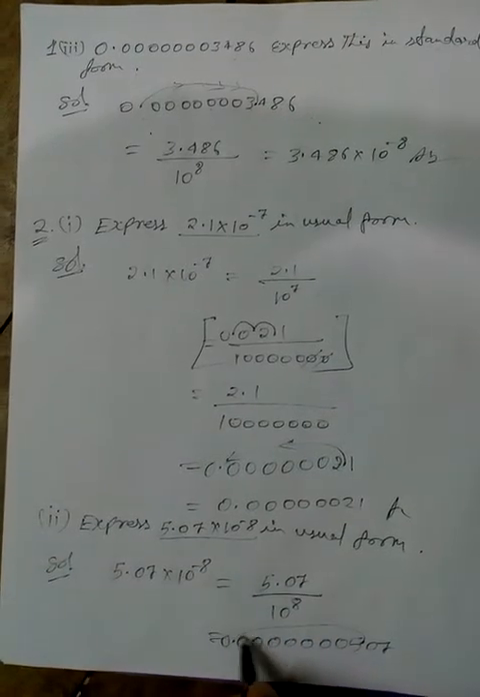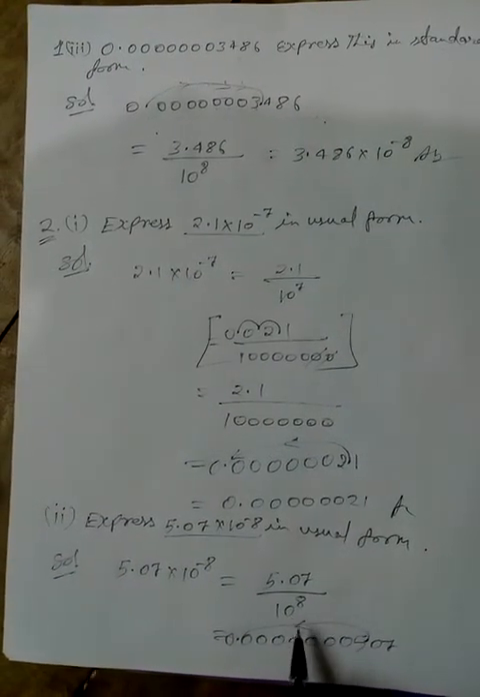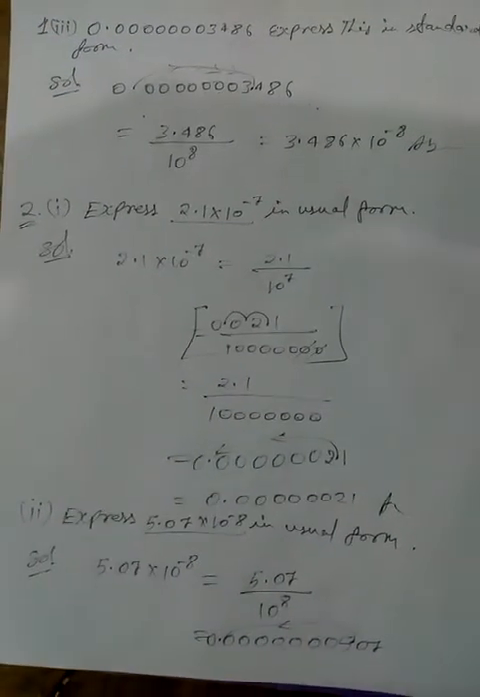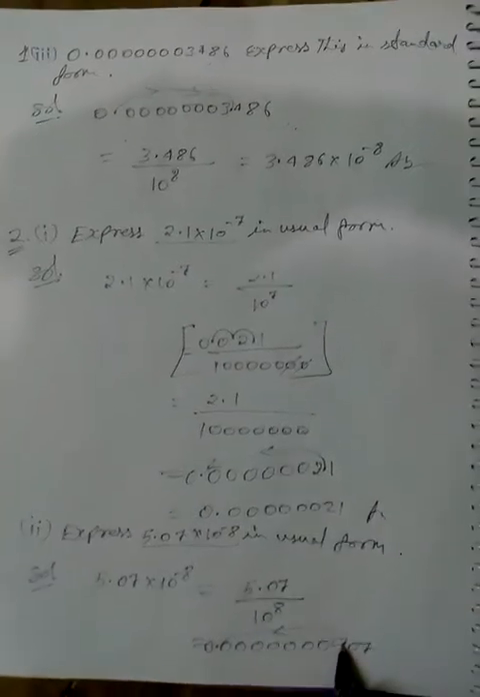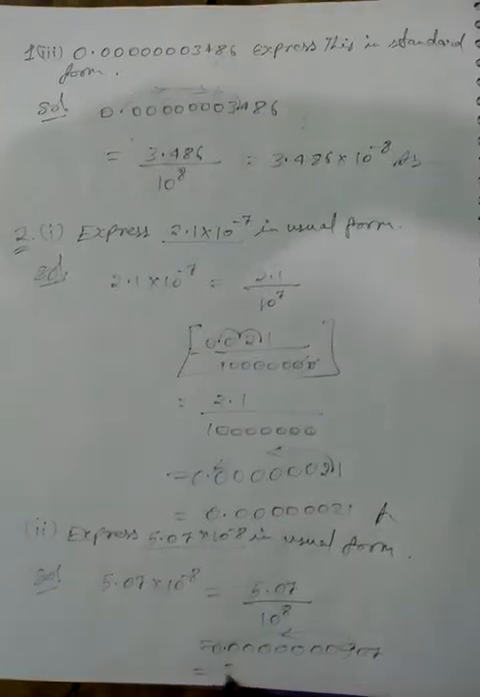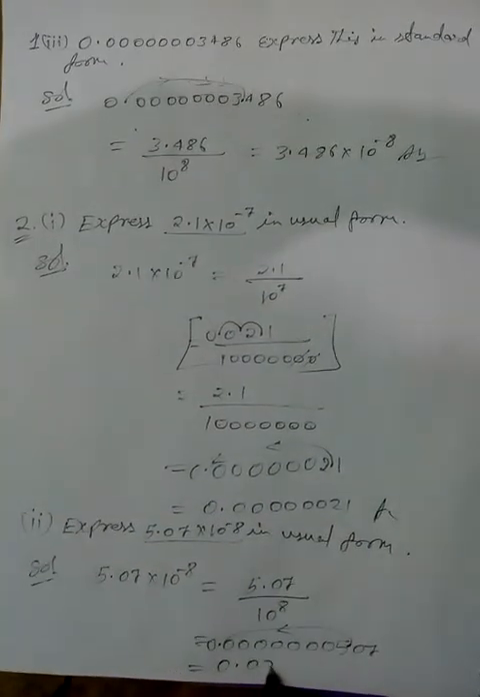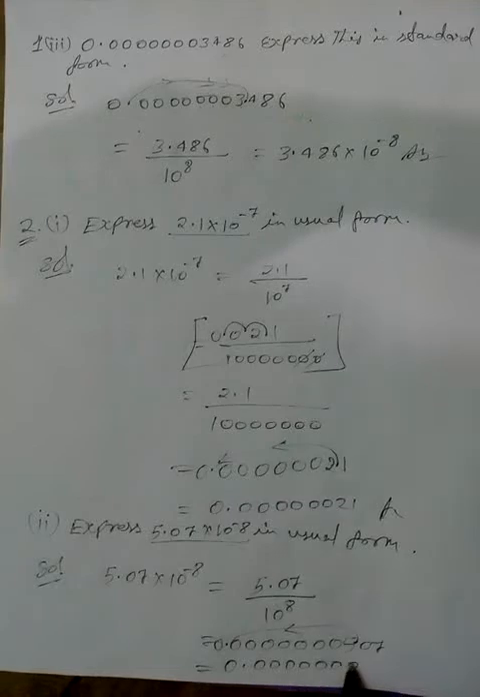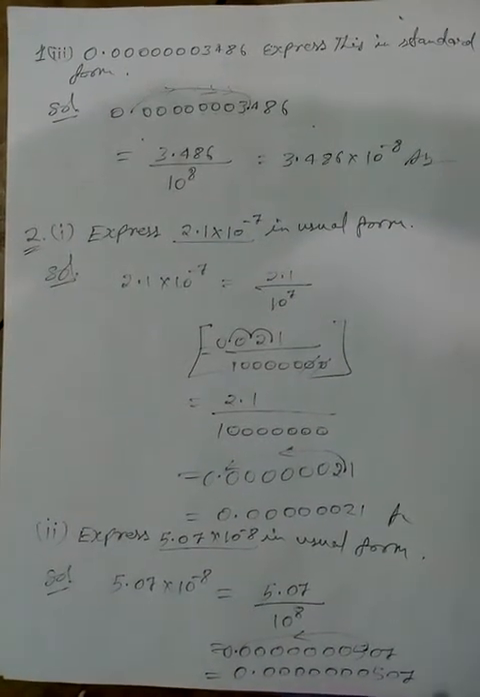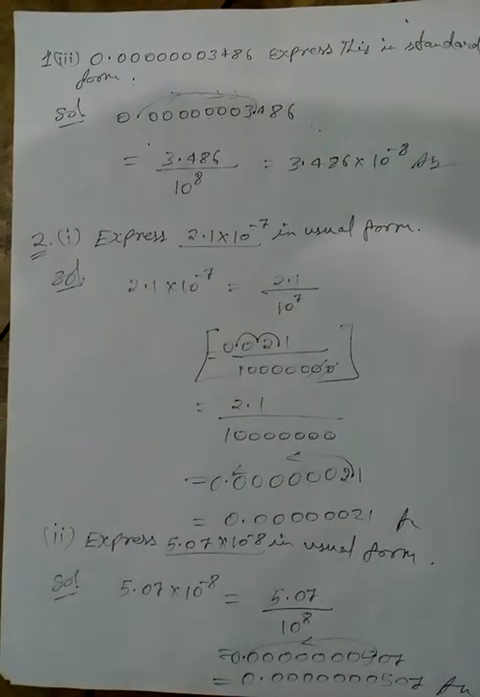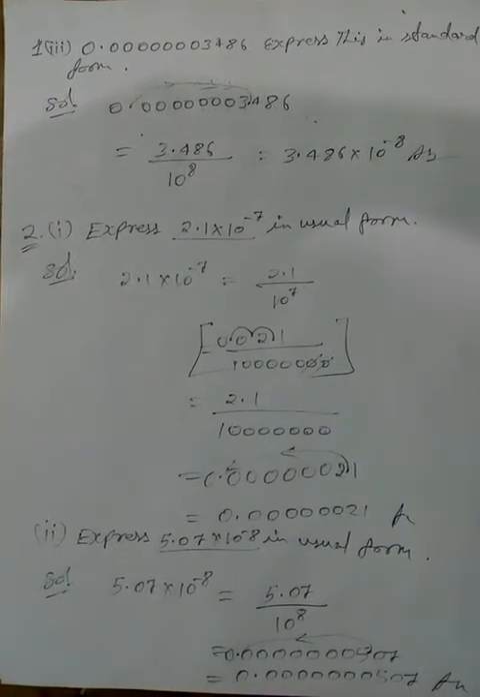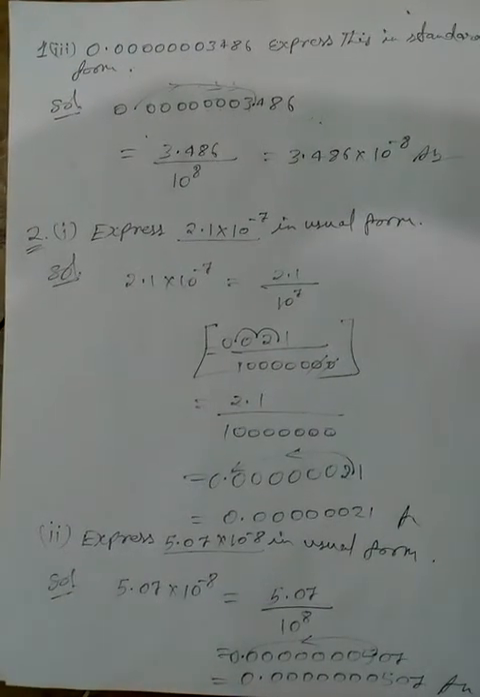Because at the denominator we are seeing that the exponent of 10 is 8, we'll move this decimal place to the 8th place towards the left. Now we got the usual form: 0.0000000507, 1, 2, 3, 4, 5, 6, 7, 8 places. This is the usual form of 5.07 into 10 raised to the power minus 8. The next question of this exercise will be done on the next page.